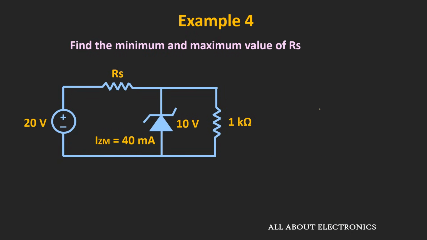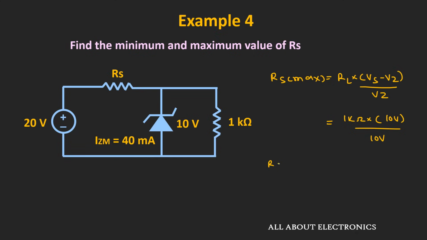So in this example, we have been asked to find the minimum and the maximum value of the Rs such that the Zener diode works in the breakdown region. So the maximum value of this series resistor Rs can be given as RL times Vs minus Vz divided by Vz. And if you put the values, then the Rs max will be equal to 1 kilo ohm times this Vs minus Vz is equal to 10 volt and Vz is also equal to 10 volt. That means the maximum value of this series resistor will be equal to 1 kilo ohm.